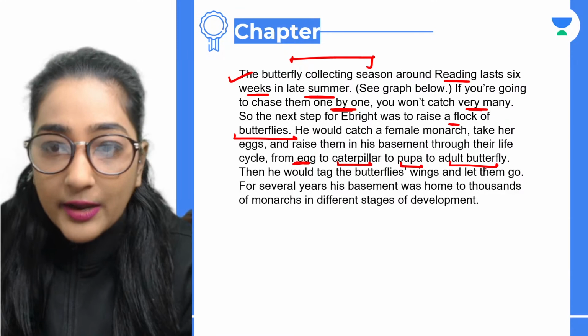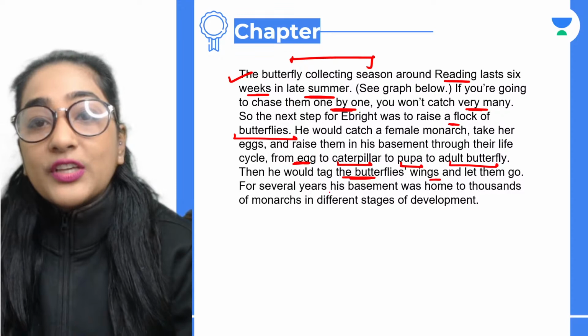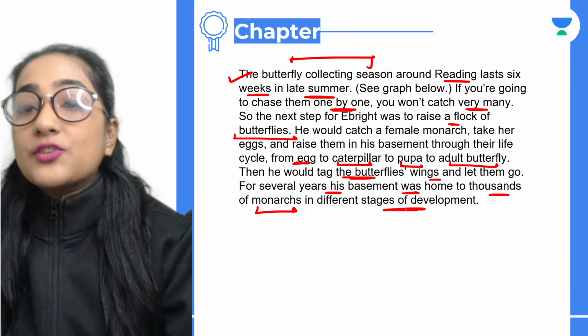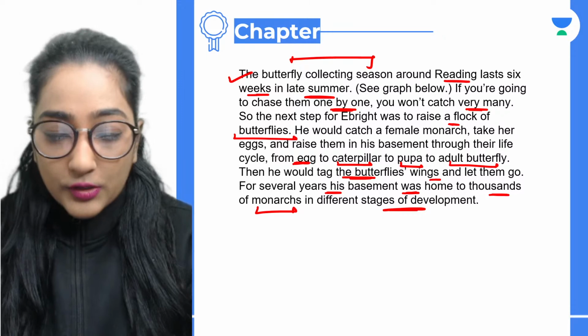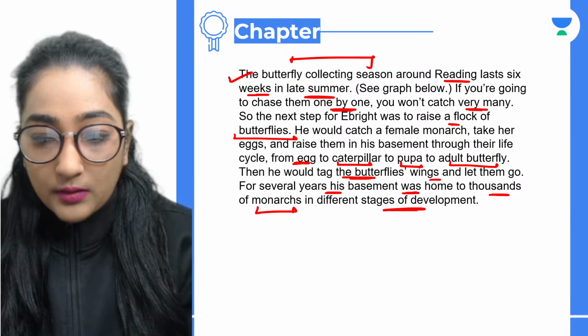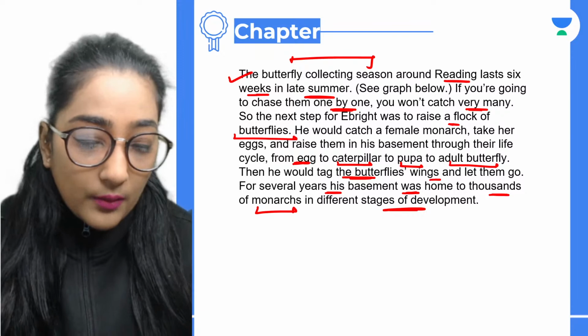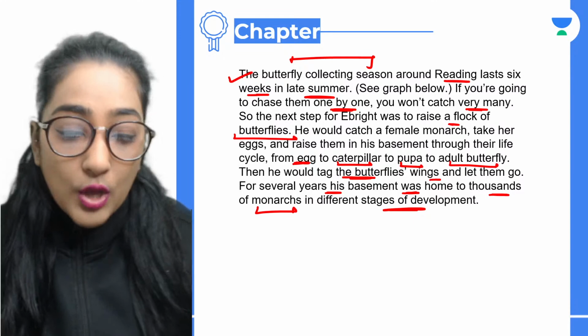Alrighty, people, clear? So then he would tag the butterflies' wings and let them go. For several years, his basement was home to thousands of monarchs in different stages of development. So, what did he used to do? So now what happened is, here we are, just a minute. So here what does this basically mean? Now what he used to do is that he would tag the butterflies' wings and let them go. Just a minute guys, just a minute everyone.